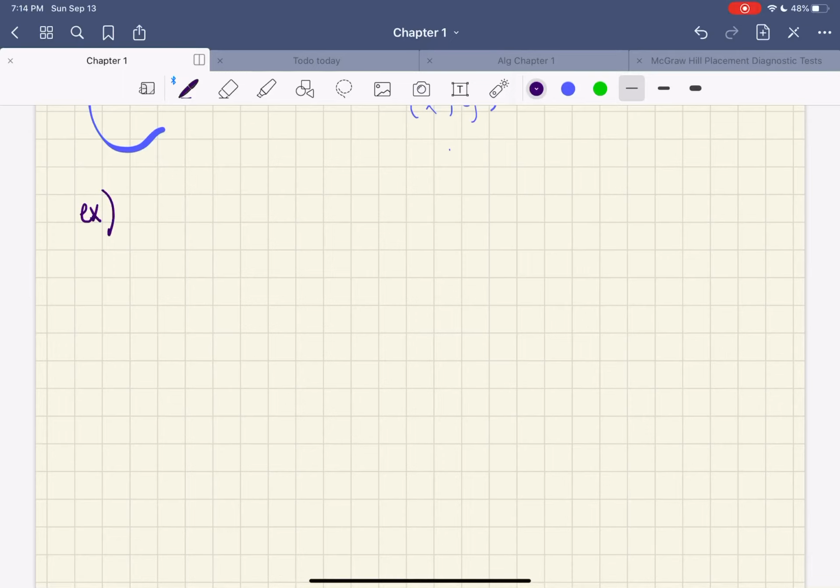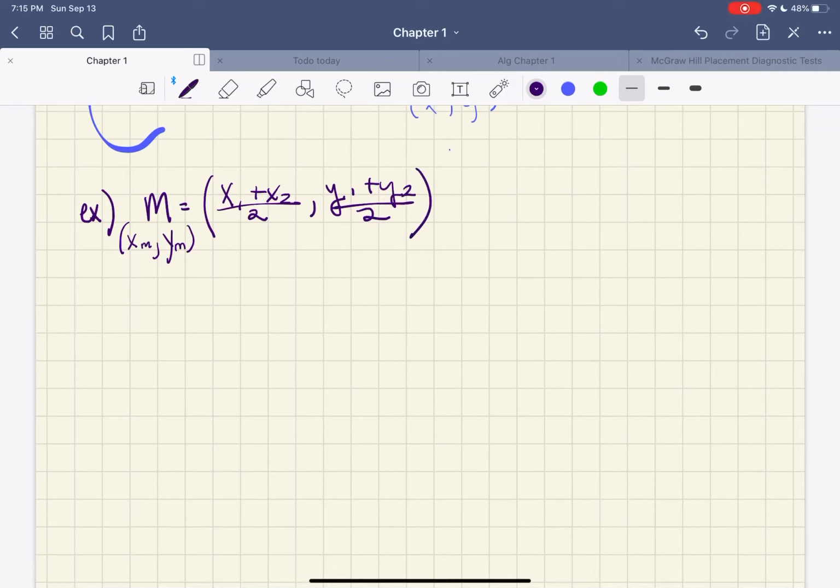Here's your example. Finding a midpoint in the coordinate plane. I'm going to be looking for x1 plus x2 over 2. Okay, so the midpoint, they say it as m equals. I don't really like that. It's more like xm, ym, because it's a point. So x1 plus x2 over 2, and y1 plus y2 over 2.